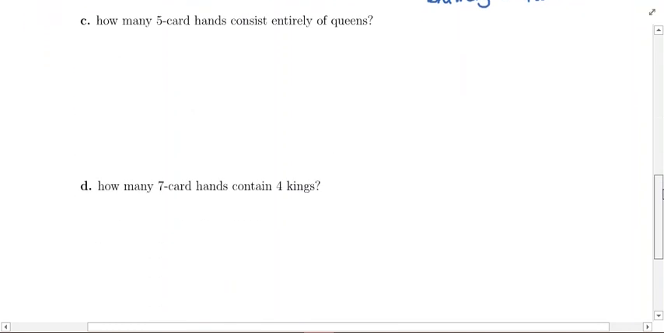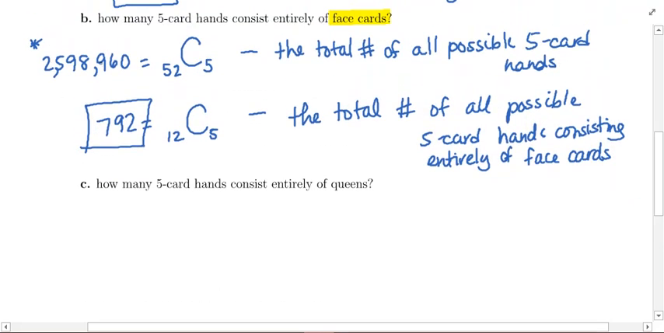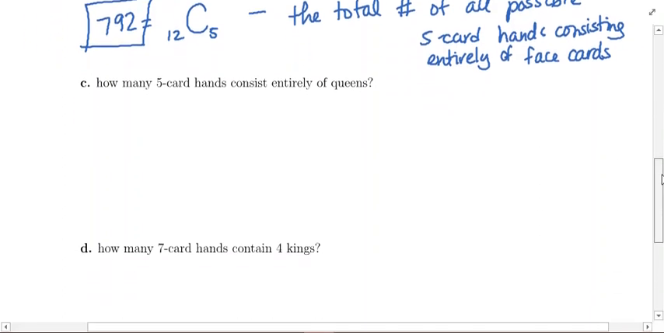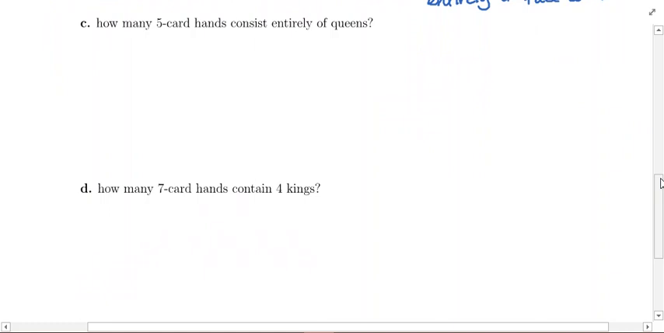So in part C, we need to compute how many 5-card hands consist entirely of queens. Part B also dealt with 5-card hands. We know how many total possible 5-card hands there are in general with no restrictions, the 2,598,960. Because now we're putting a restriction on the 5-card hand, we expect a number much smaller. So here we go. We're going to be dealt a hand, so it's going to be a combination.